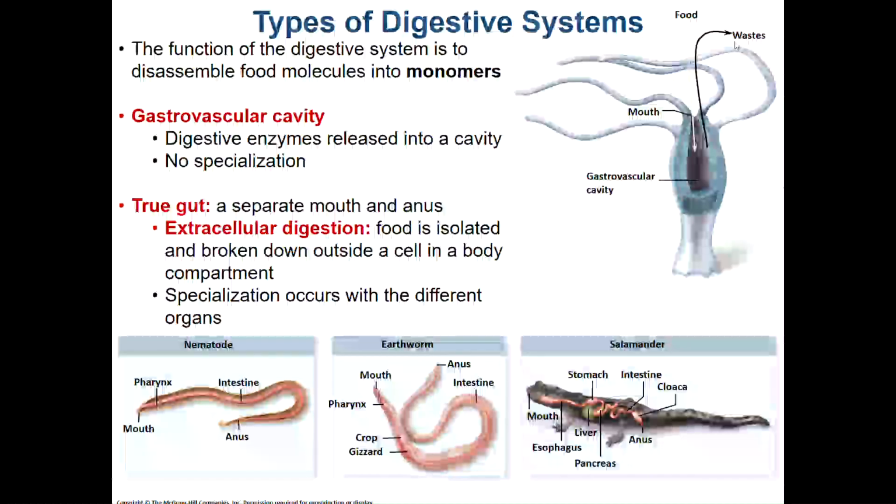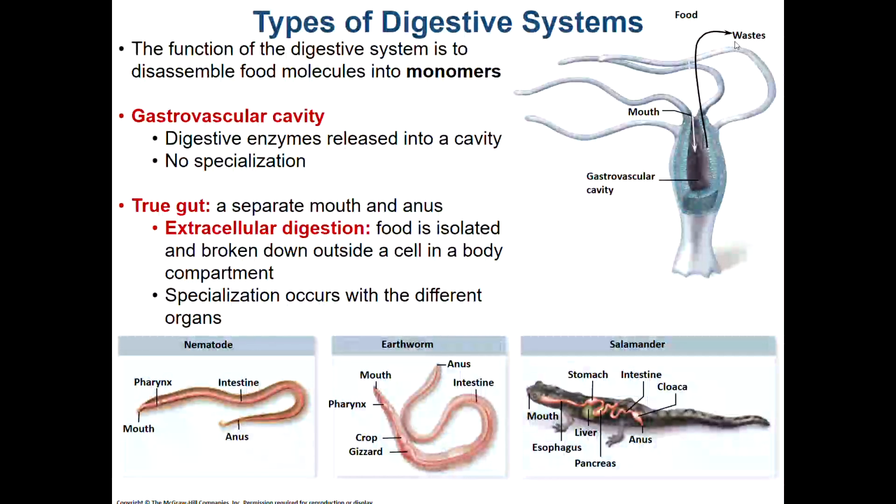Most animals have a more complex digestive system, and they have what is called a true gut, which means that we have a separate mouth and a separate anus. The mouth is where we take in food, and the anus is where we excrete waste that we cannot digest. In a true gut, we have extracellular digestion, where food is isolated and broken down outside a cell in a body compartment. So in most animals, this starts in the mouth. Then it will go through the digestive system, always being in a compartment of the body instead of being digested directly by a cell.